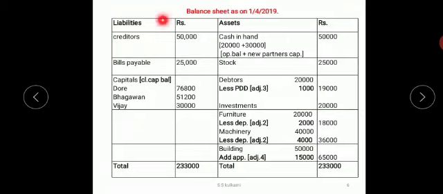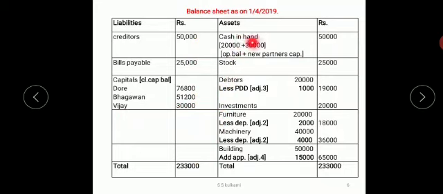Yes, now last we have to prepare the balance sheet on the date of admission. So balance sheet on 1/4/2019. Liability side you are having creditors which is taken from the balance sheet as it is, no change in the liabilities. Next I have bills payable as it is from the opening balance sheet, no change, 25,000. Now coming to partners capital. So when I am having partners capital, the closing balance has to be taken into consideration. So Dore is having 76,800, Bhagwan 51,200 and Vijay 30,000. So my liability side is complete.